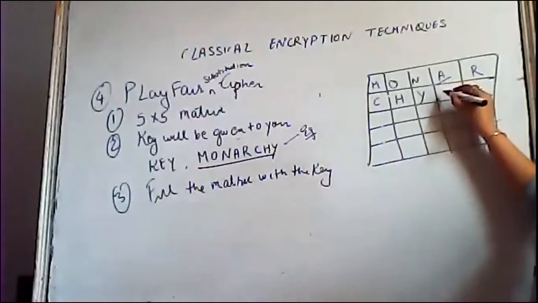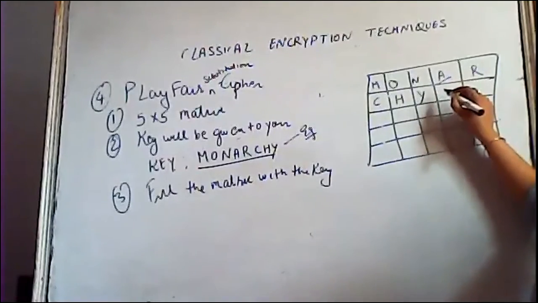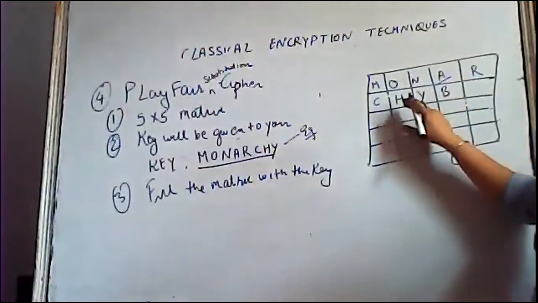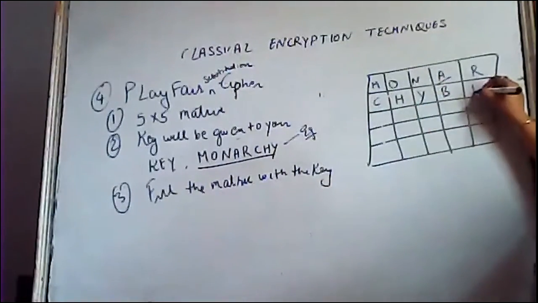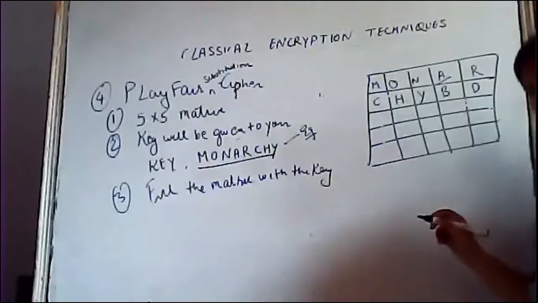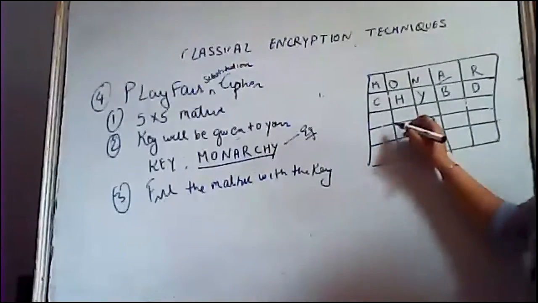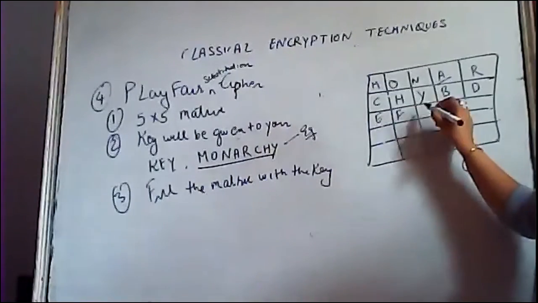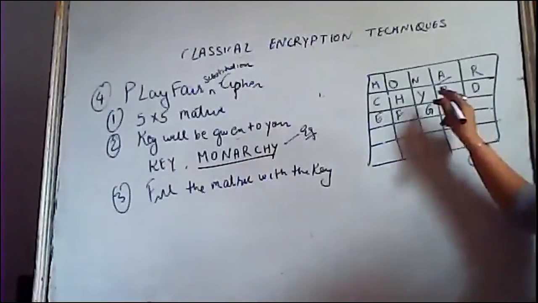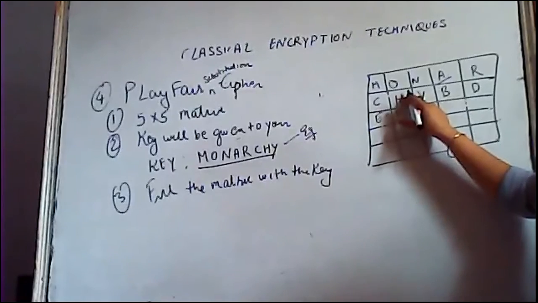Okay? So what did we do? A is there, so we are not writing A. I will write B over here. C is there, so I am not writing that C again. I am writing B over here. D is there. After that, E is there. F, I am writing F. G is there. H is there, so I am not repeating that letter.